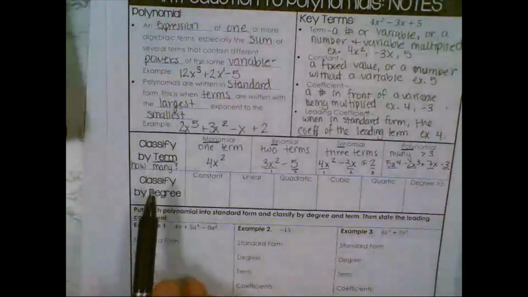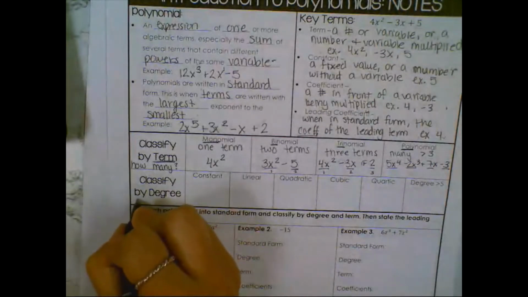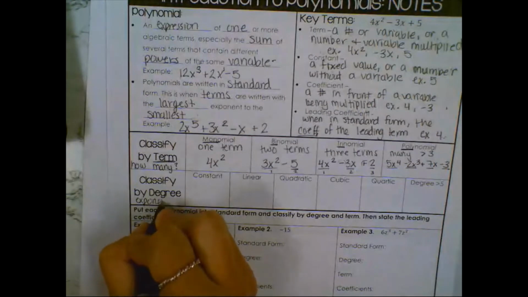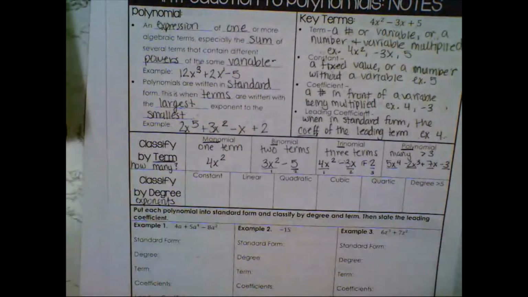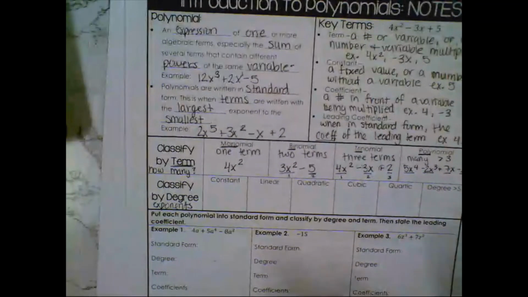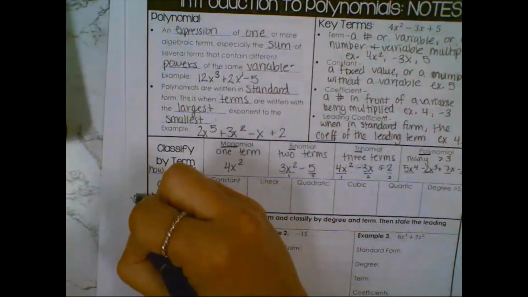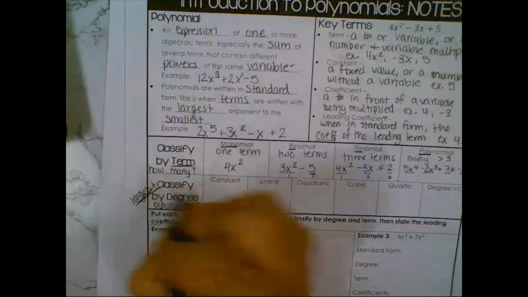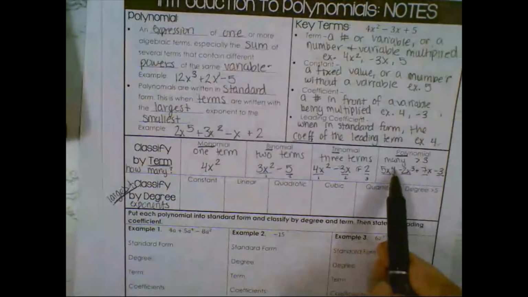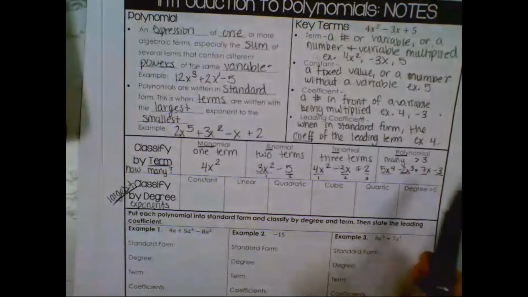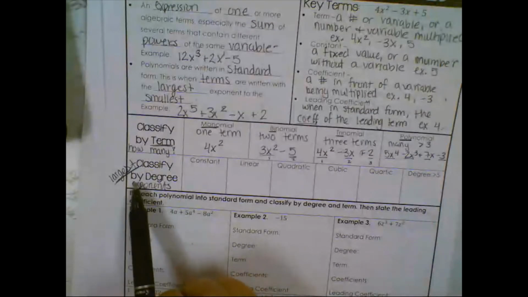Next, we're going to classify by degree. Now, degrees are also called your exponents. And so when we're looking at classifying by degree, we're looking for the largest one. There's a lot of exponents inside of a polynomial. So like if you look at this one, there's 1, 2, 3. So when we're classifying by degree, we're looking at the largest exponent.